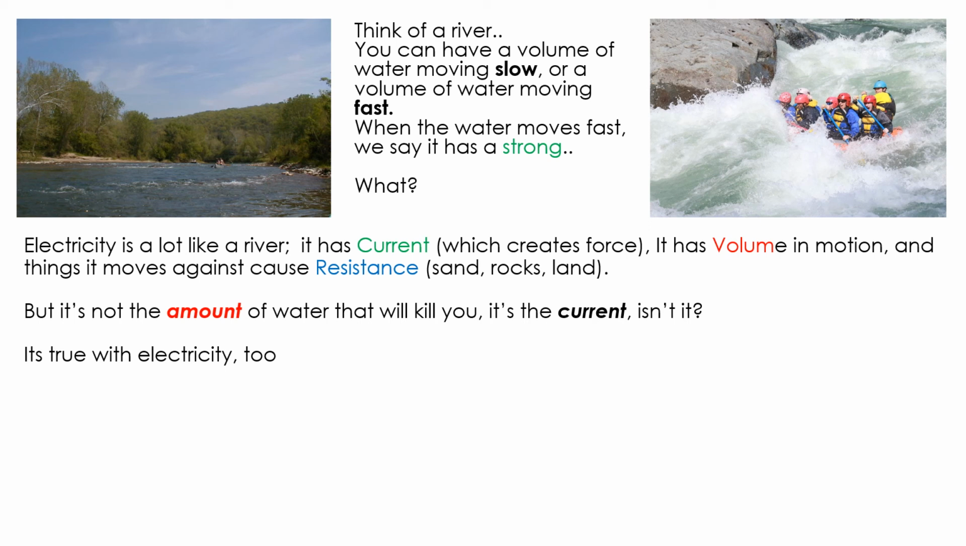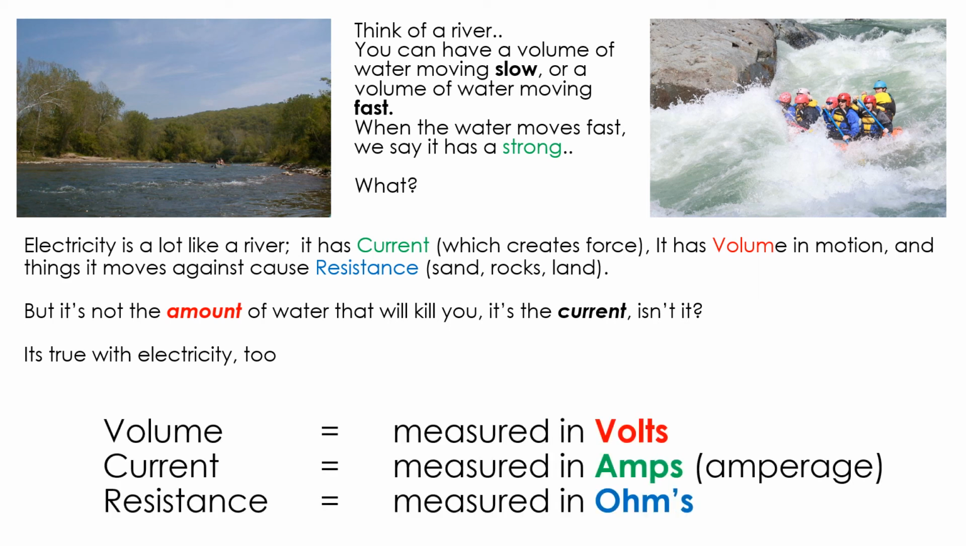So let's break down some electrical terms here real quick, and I'm going to help you define what they are. The volume, just like a river, the volume of electricity is measured in volts. How much water are you talking about? Are you talking about a stream, or a great big river? That's the volts. The current, the amps, is how fast it's moving. Just like with the two pictures, we've got water that's nice to stand in and water that's not so nice to stand in. We could say that the picture on the right has more amps than the one on the left.